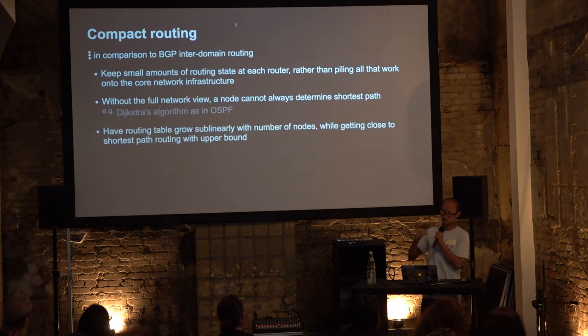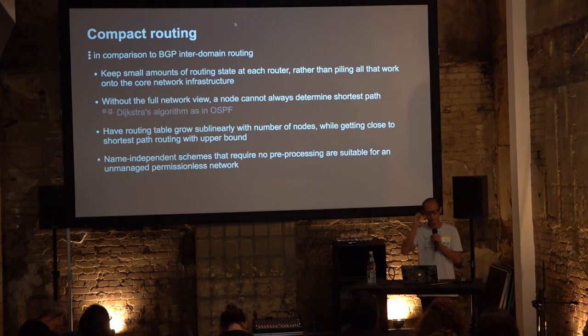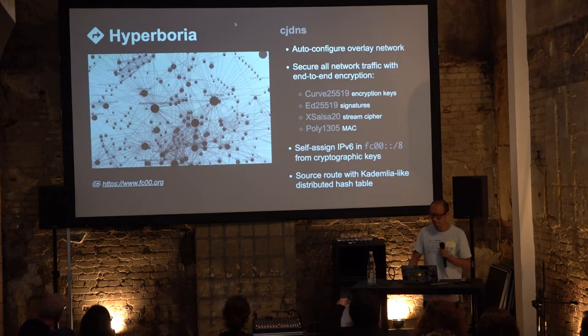We want each node to have sublinear growth of the routing table, but also get to kind of shortest path routing. And it would be nice if we can have an upper bound of how much worse a path would be compared to the shortest path. And name independent routing schemes mean there's no planning or pre-processing of IP addresses. We can assign random names to these nodes and it becomes a network that doesn't need some central management.